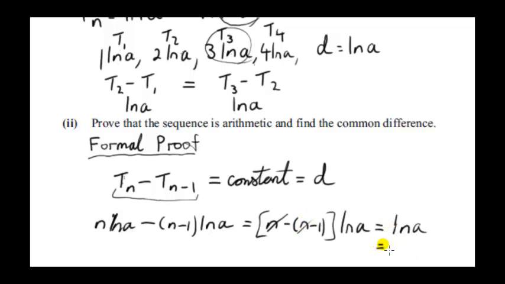So that's our constant. a is a constant, so ln a is a constant. That's what we were given. So that's the proof that the difference between any two consecutive terms is a constant. So we have an arithmetic sequence, and d, the common difference, is ln a.